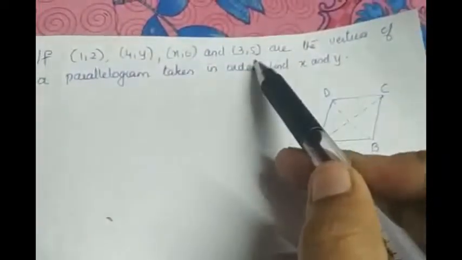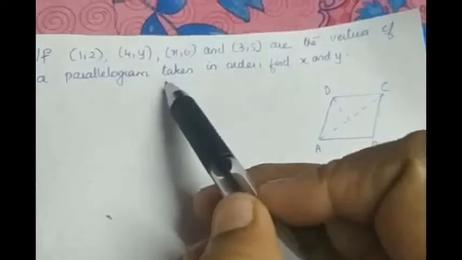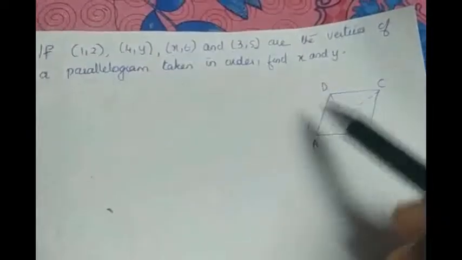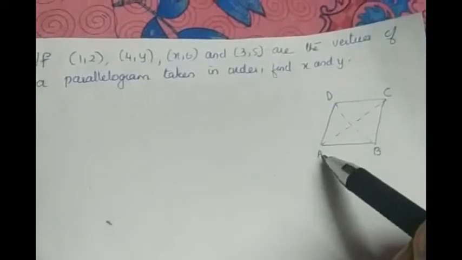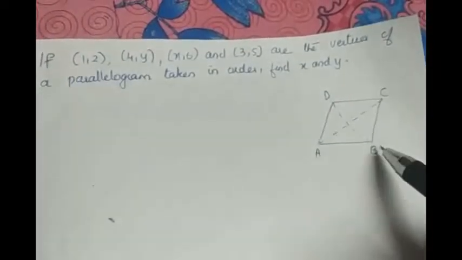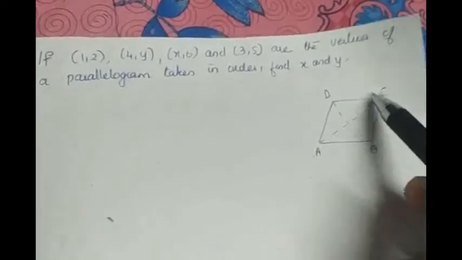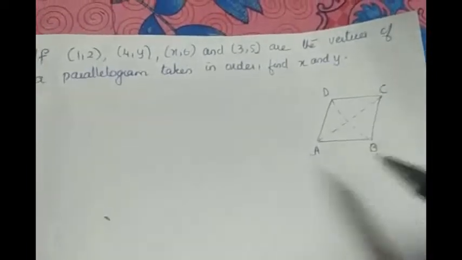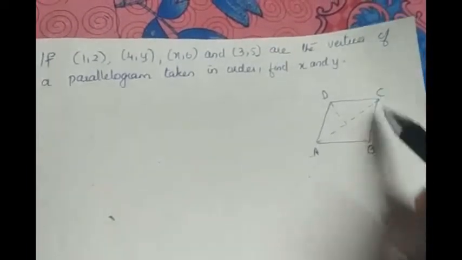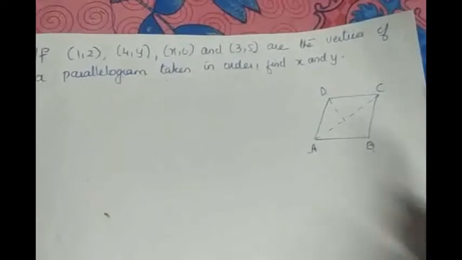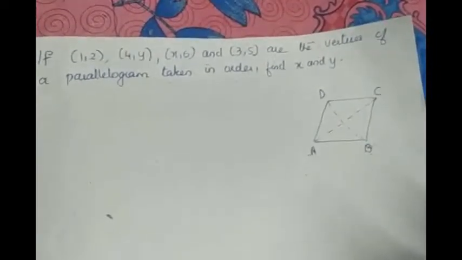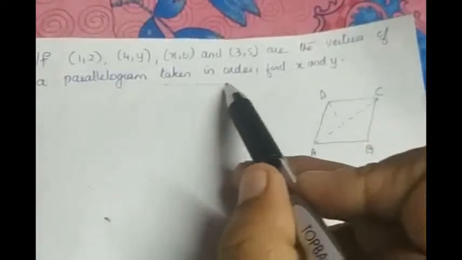Okay. So (1, 2), (4, y), (x, 6), (3, 5) are the vertices of a parallelogram taken in order. It is very important, taken in order. What's the name of this parallelogram? Either I can say ABCD, otherwise BCDA, otherwise CDAB, otherwise DABC. Can I name this parallelogram as ACBD? No. Similarly, I cannot name the parallelogram as BCAD. That is the reason why it is clearly mentioned that it must be in order.